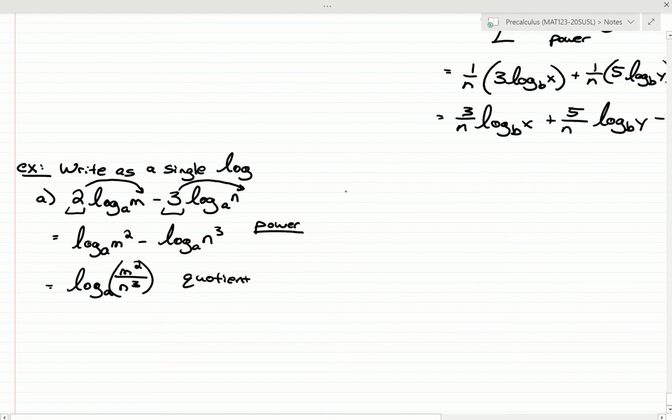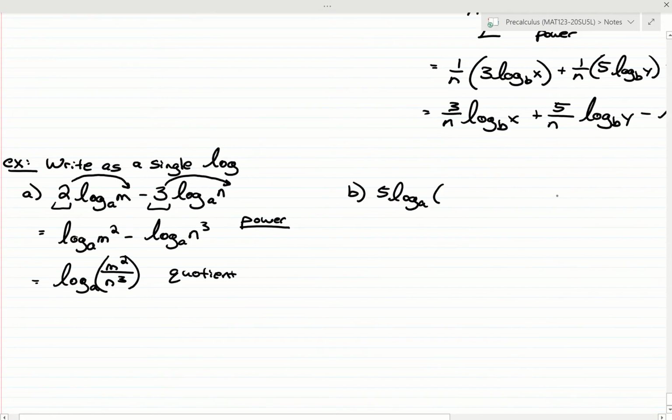And we'll do one more, like this. What if we had 5 times the log of a times z plus 7 plus the log of a times 2z plus 9. Well, we can't combine anything until we get nothing in front of log. So let's bring that 5 up using the power property. That would be the log base a of z plus 7 to the 5th power plus log base a of 2z plus 9.